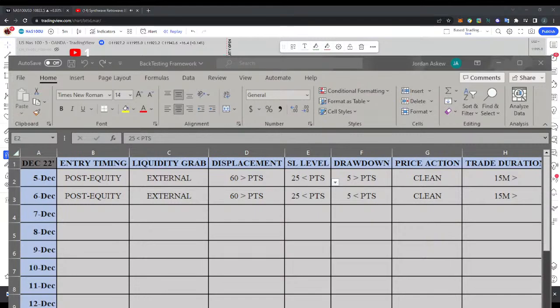The stop loss level is 25 points or less. The displacement was 60 points or more. The liquidity grab on the 15-minute was external, and our entry timing was post-equity. So we know all of these things so far, and now we can just let the trade play out a little bit, and I'll speed it up for you. And we can see it immediately runs for our target, which is absolutely beautiful. We love seeing that.